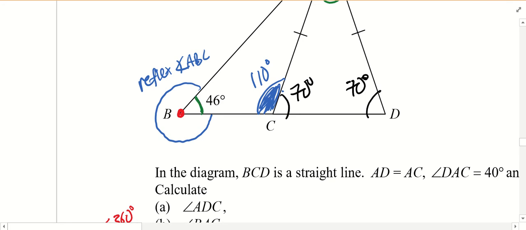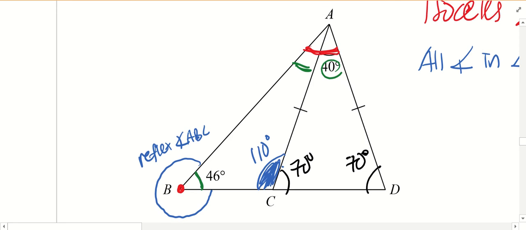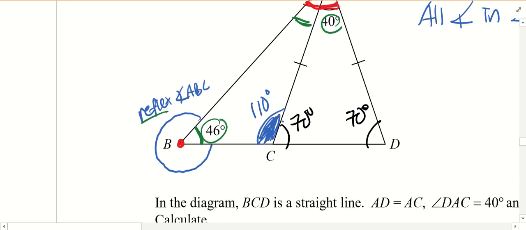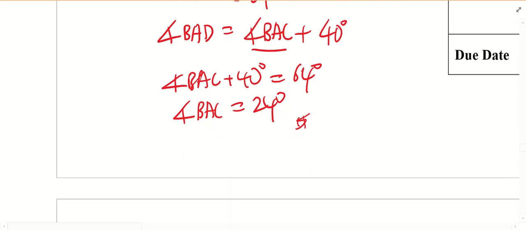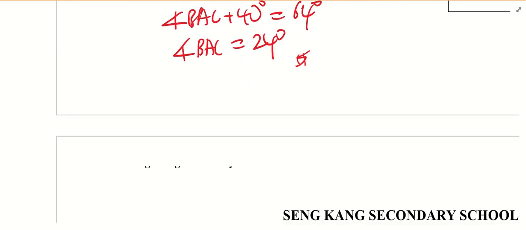This blue one is the one we're interested in, not the acute one. The acute ABC is 46 degrees. Usually if the question does not specify reflex ABC and just says angle ABC, we're actually talking about the acute one, the small one. In this case we are interested in finding the big one. So let me write below, part C, very quickly. This is one short step.